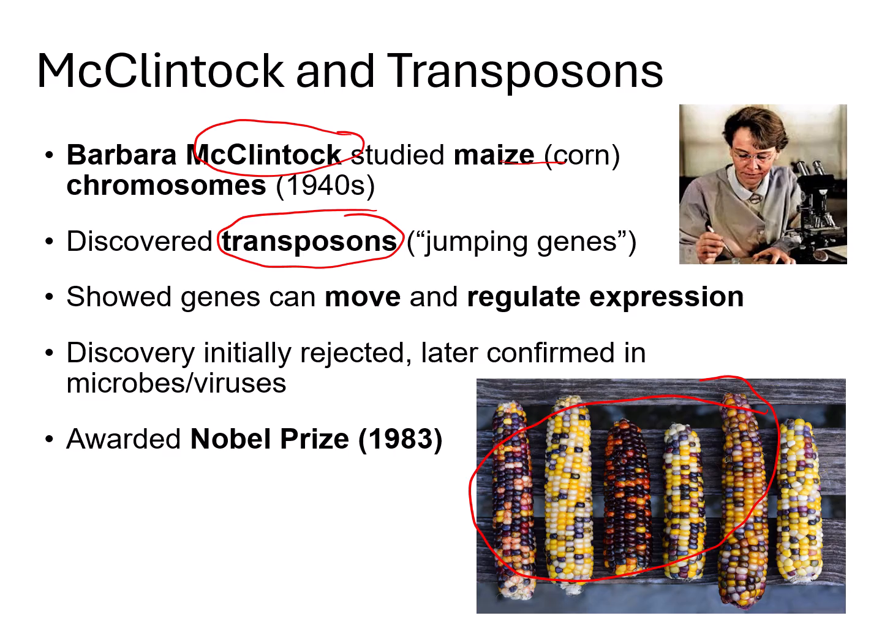So this explained the patchwork kernel colors in corn and showed that the genome is dynamic. These jumping genes, also known as transposons or transposable elements, can move from one chromosome location to another in corn. And the movement of these genes actually can turn pigment genes on or off, creating these different colors or patterns in individual kernels on the same ear of corn. So her work really demonstrated that the genome is dynamic, it's not static, and that gene regulation can be influenced by these mobile DNA segments.